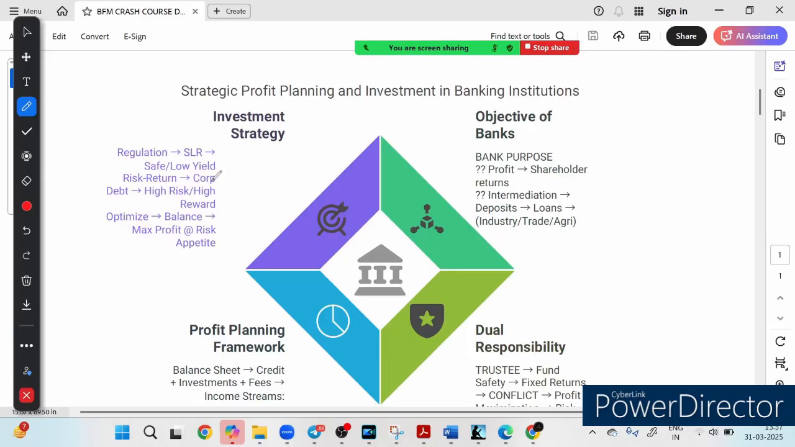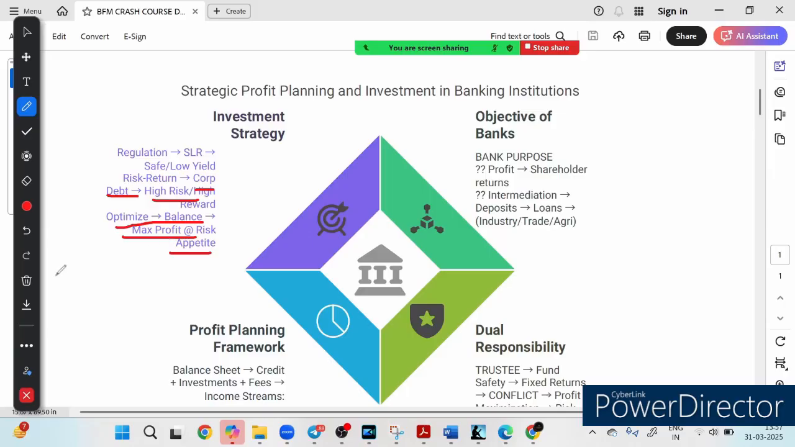On the other hand, corporate debt and some high risk instruments promise some great reward. The secret is optimizing the balance. The secret is to optimize the balance to maximize profit while staying within the risk appetite. This is the secret that banks follow. They optimize the balance, because obviously they want to maximize their profit, but staying within the risk appetite.